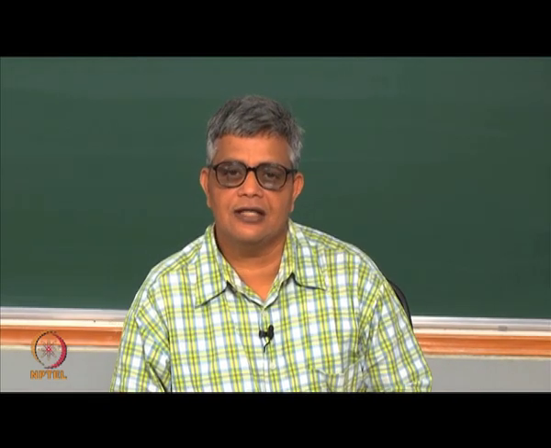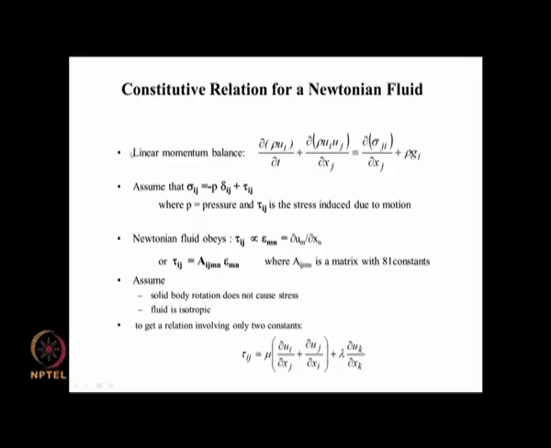In the last tutorial lecture, we derived the constitutive equation for a Newtonian fluid. Let us summarize the arguments for this. The linear momentum balance equation gives us this equation here: ∂/∂t of ρu_i plus ∂/∂x_j of ρu_i u_j equals ∂/∂x_j of σ_ji plus ρg_i, which is the body force.